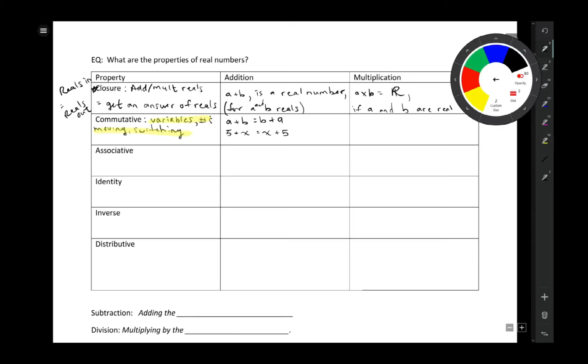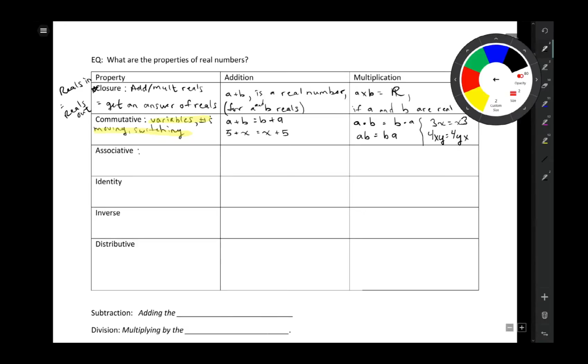Okay, so 5 plus x. Multiplication, same idea. A times b is equal to b times a. Oftentimes it's just ab equals ba. And if you need an example, 3x equals x times 3. 4xy equals 4yx. Okay, the number is the thing, or the variable is the thing changing.